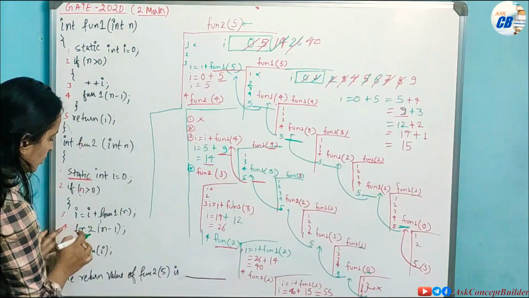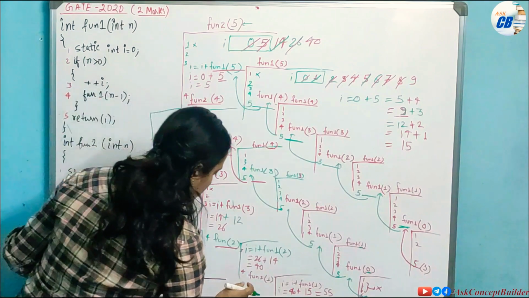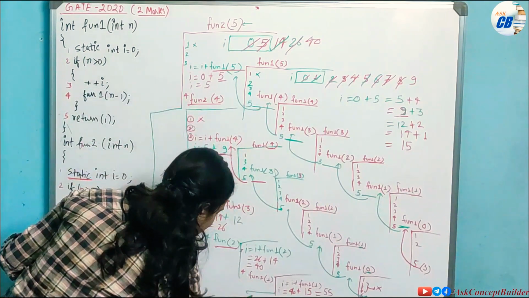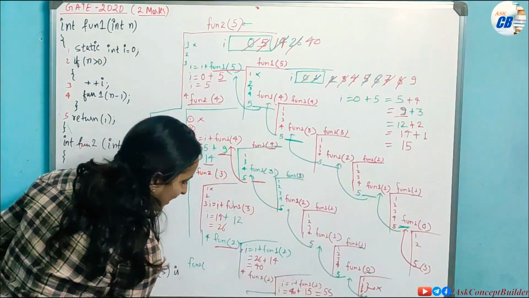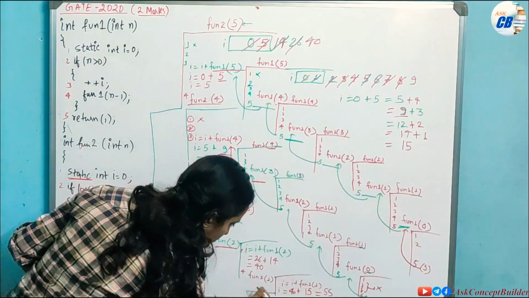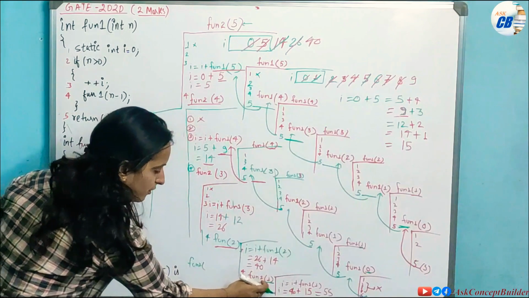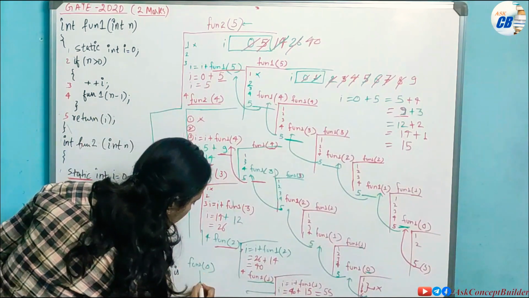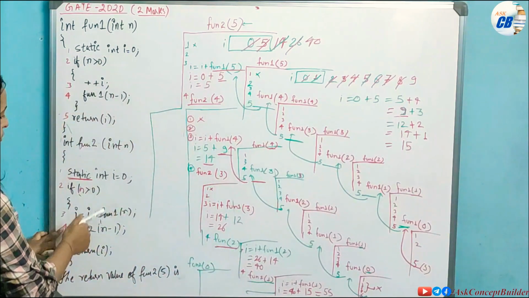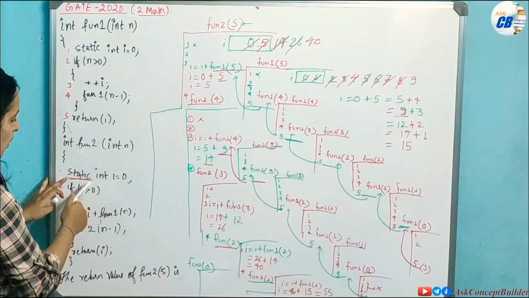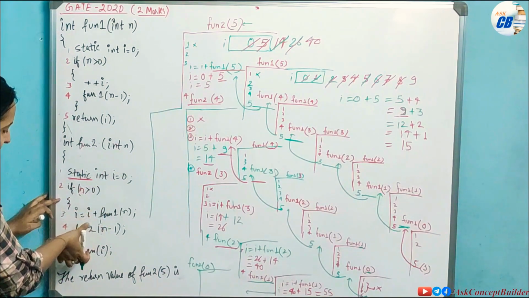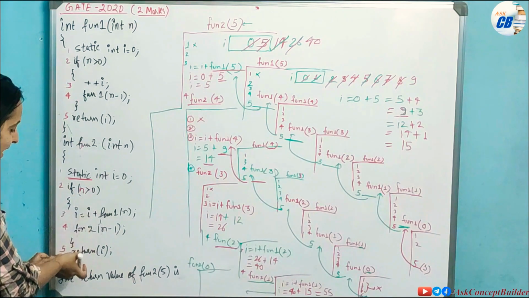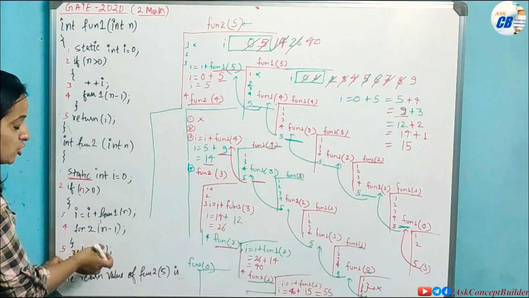Now it will move to the fourth statement, that is fun2 of n minus 1. So I will write that here. We have called fun2 1, so the n value is 1, and 1 minus 1 is 0. Now this fun2 function will be called for 0. Now 0 is greater than 0, the condition is false. So this if part will be skipped and it will directly move to the fifth statement, that is return I.